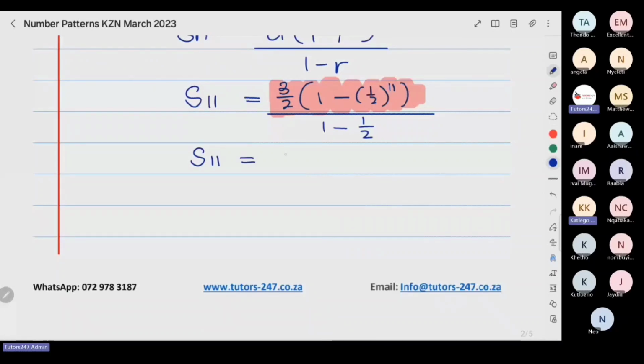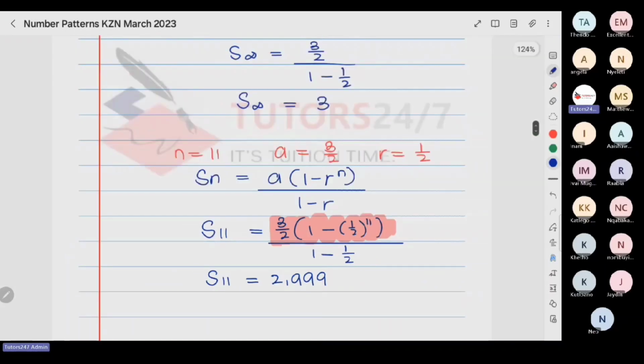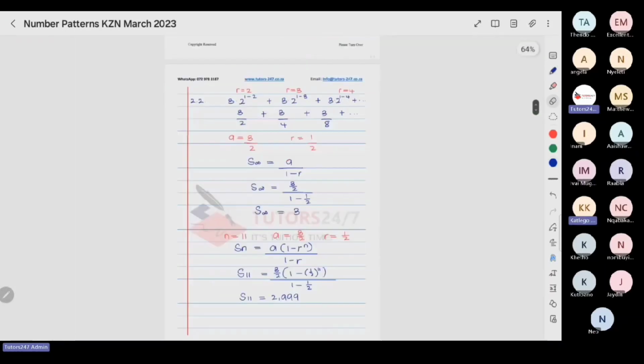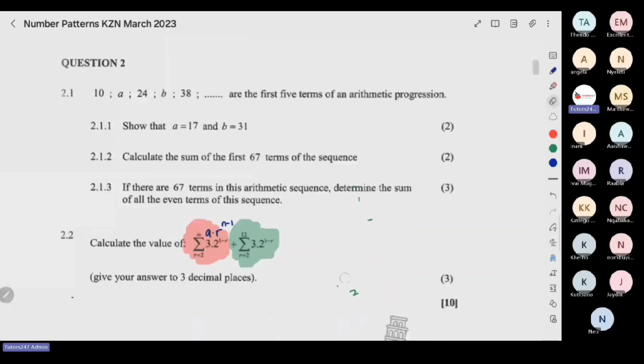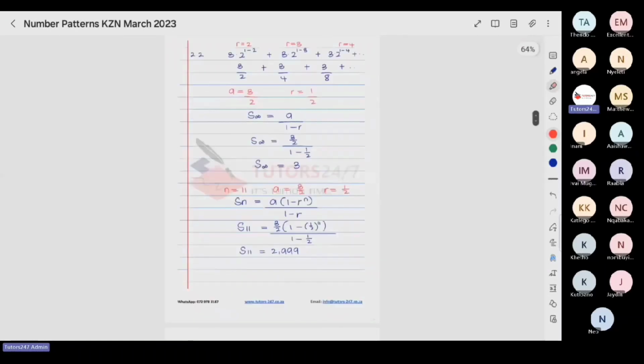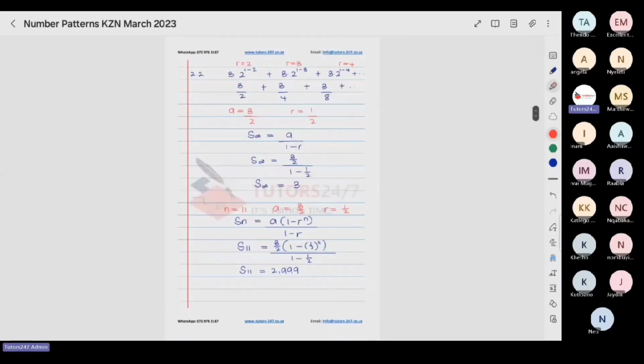So the sum of 11 terms is equal to 2.999. That'll also become a 9. So we've now found the green sigma and we found the red sigma, right? We have both of them. Now, if you look at the original question, it stated that we need to add them, and that is going to be our solution. So we take, I think it was 3, right? Yes. So we take 3, we add that to 2.999, and that gives us 5.999, and that's the end.